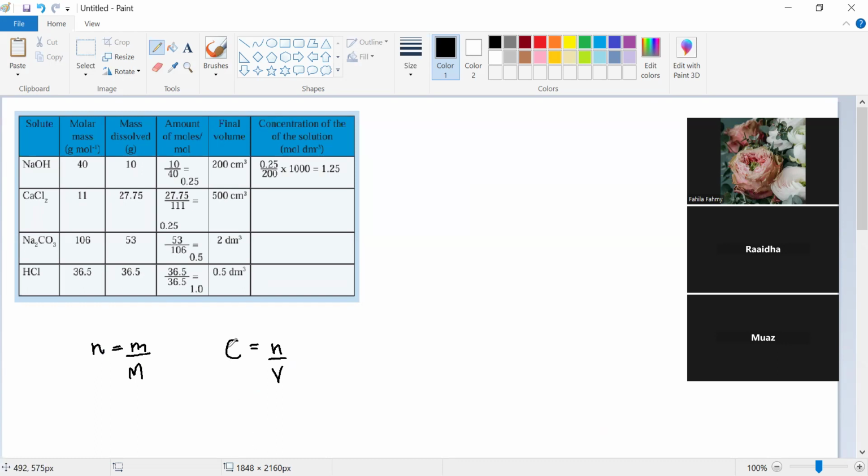So they need you to find this, right? In order to find this, you need the number of moles over volume. The volume is given, but the number of moles you need to find. So that is why you divide the mass by the molar mass to get the number of moles, and then you divide that by the volume given, and then you will get the answer. But now, Puta, there's a small problem.